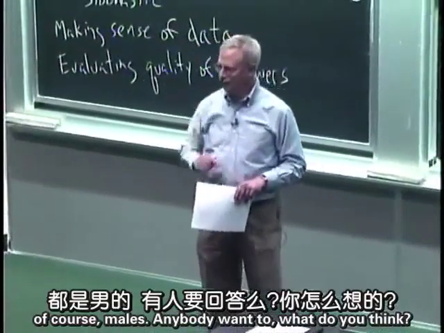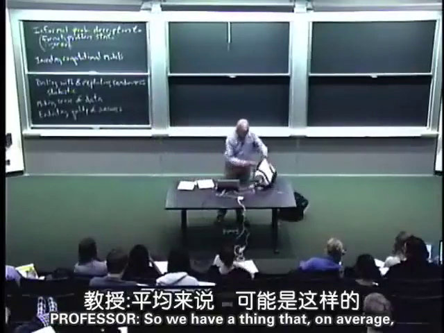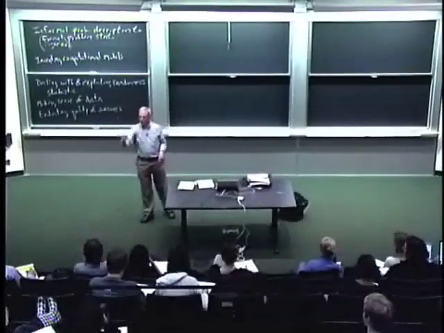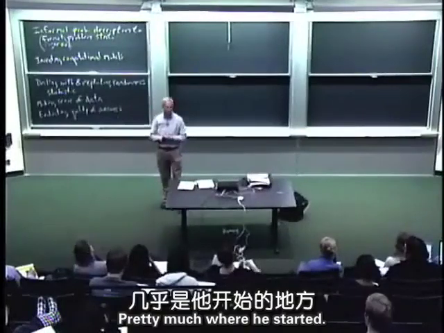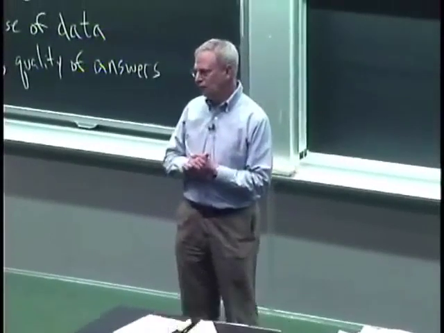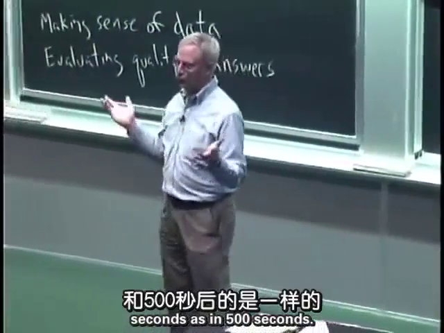Anybody want to? What do you think? Back where he started. So we have a thing that, on average, and of course, since there's randomness, it won't be the same every time, pretty much where he started. Let me ask the question. So if you believe that, you believe he'd be probably the same distance in 1,000 seconds as in 500 seconds.